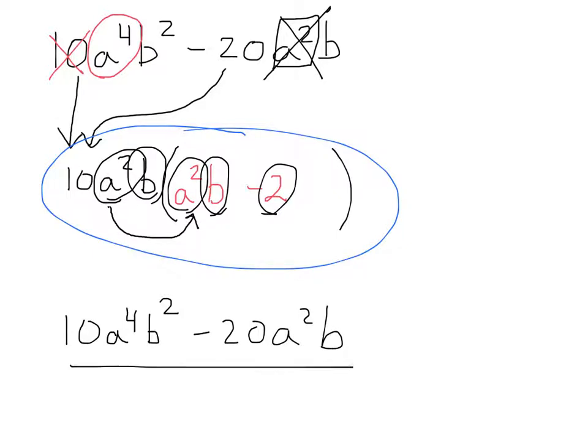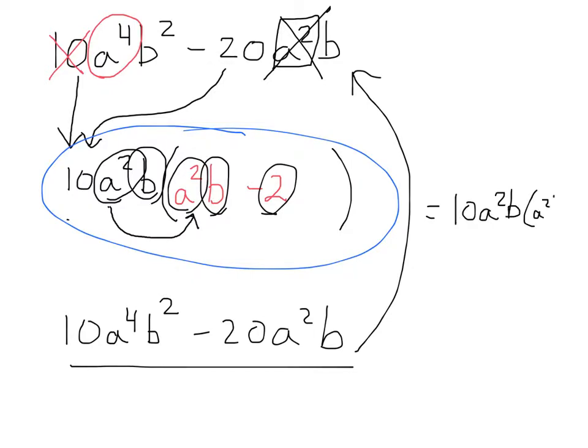And then I look at this and I say, is that what I started with? It is, so I factored correctly. Okay? So my answer is what's right here. So I'm going to rewrite it just so it's clear what my answer is. It's 10a squared b times a squared b minus 2 in parentheses like that right there.